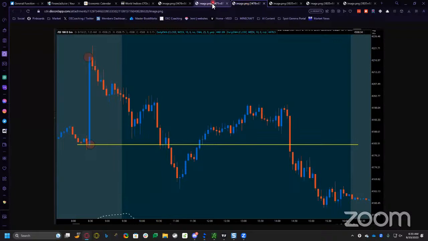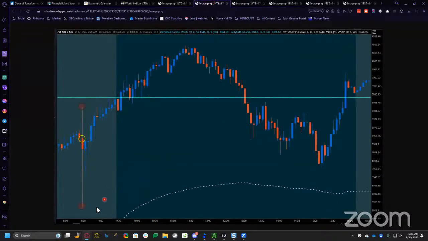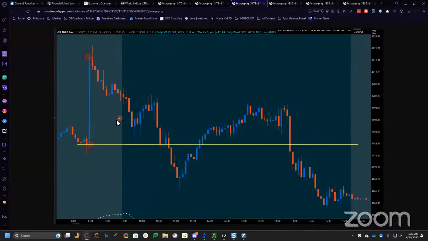We just don't want something like this where it's really big, long wicks on each side. We want something more like this. Now, this is a 5-minute chart. It's a single bar direction push, and it spent the rest of the morning trying to get that gap closed.